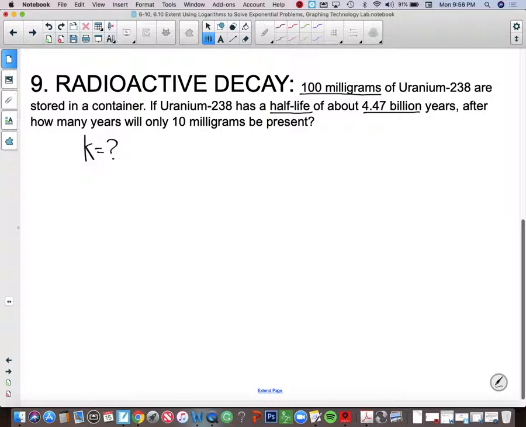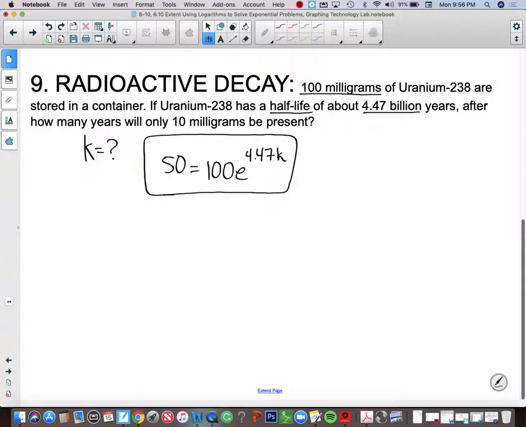So we start with 100. Okay, plugging stuff in. E to the KT, where T is 4.47. So we'll do 4.47 times K. That's what we're trying to find. This information tells us our half-life, so you got to think of the concept of half-life. How much is left after that certain amount of time? It'd be half of it. So we started with 100, so half of it would be 50. So this equation right here is the one that we have to use to figure out K.